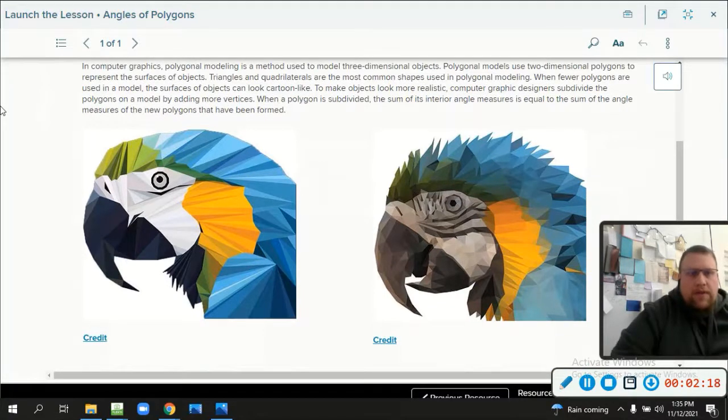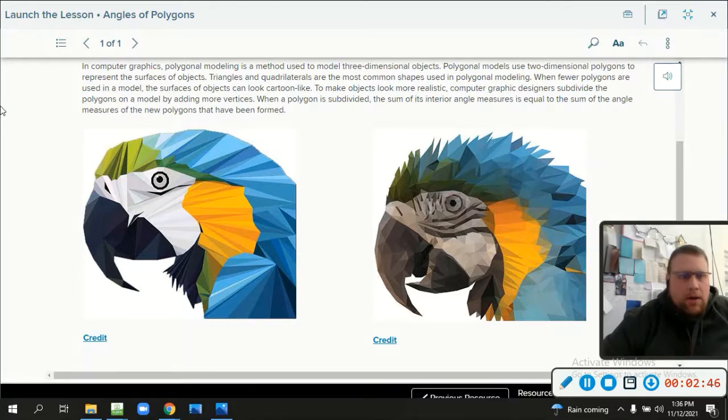In a computer graphics plot, polygonal modeling is a method used to model three-dimensional objects. Polygonal models use, I know some people will be like, that's polygonal, Mr. Jim. No, it's actually pronounced polygonal. It's a polygon, but it's polygonal when, I don't know, plural is the word. Models use two-dimensional polygons to represent the surface of objects. Triangles and quadrilaterals are the most common shapes used in polygonal modeling.